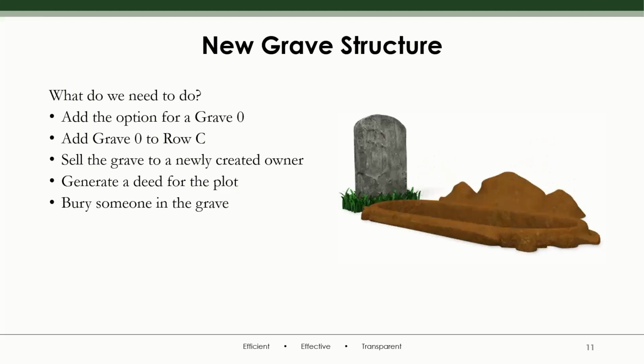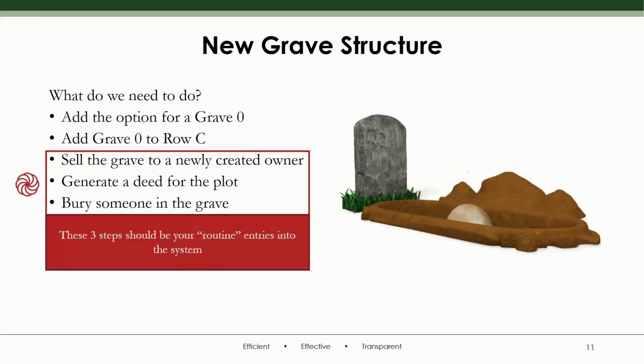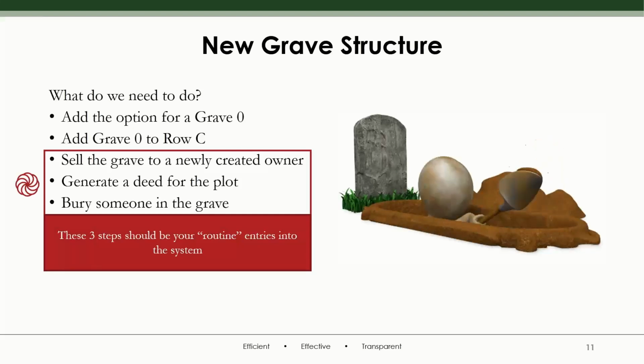So we've got 5 steps that I'm going to take you through here. Add the option for a grave 0, add grave 0 to row C, sell the grave, generate a deed, and then bury someone in the grave. These bottom three with this little curly Q icon, it's going to be what I consider your routine entries. So your day-to-day transactions, you would generally just sell, produce a deed, and then record a burial.